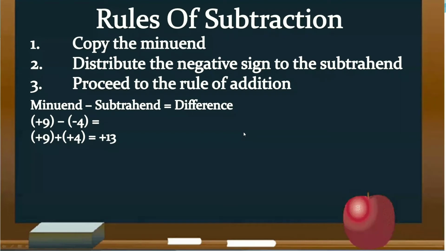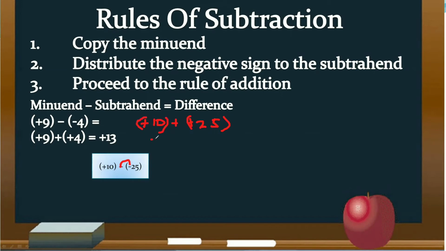Let's have an example. Positive 10 minus negative 25. Just follow the steps. Copy the minuend, positive 10, and then distribute the negative sign to negative 25. It will become positive 25. And then the operation will also change. And then last step, proceed to the rule of addition. So positive 10 plus positive 25 is positive 35.